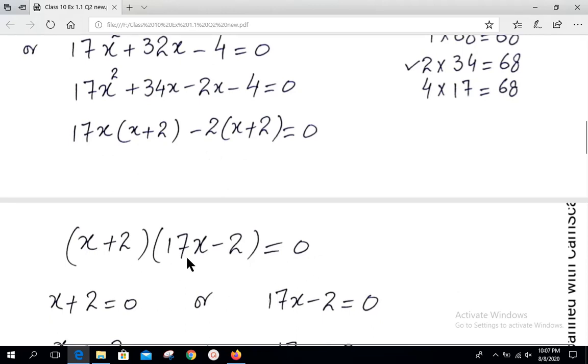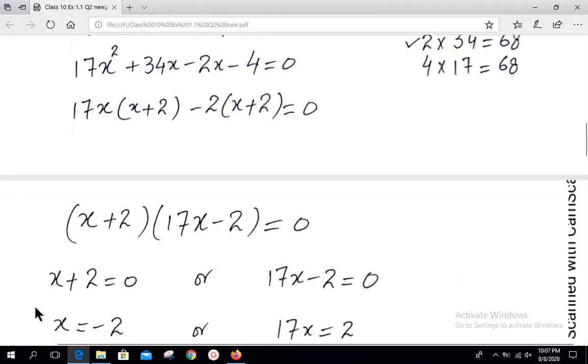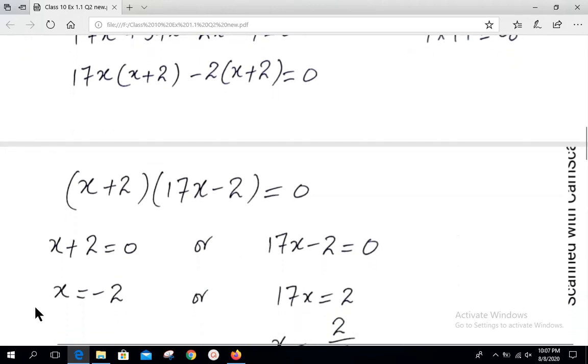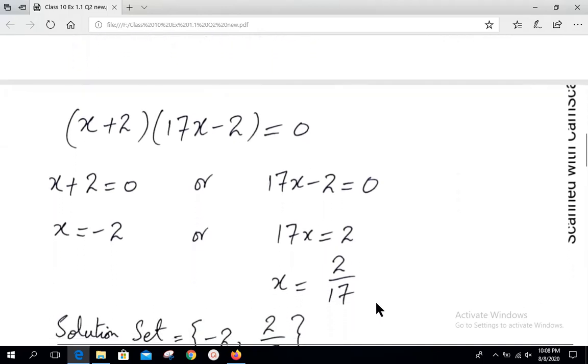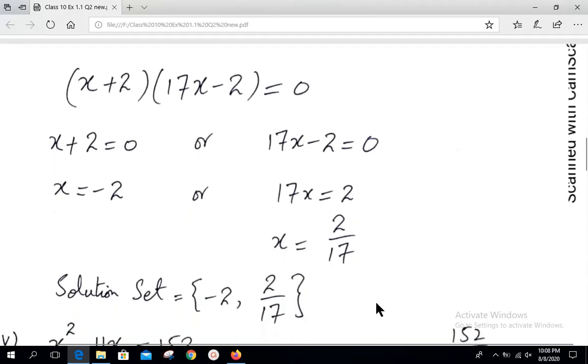Again, product of 2 is equal to 0. That means either first is equal to 0 or second is equal to 0. First is equal to 0 means x plus 2 is equal to 0, which gives you in the next step x is equal to minus 2, whereas 17x minus 2 is equal to 0 gives you 17x is equal to 2. Dividing both sides by 17, you get the value of x as x is equal to 2 over 17.